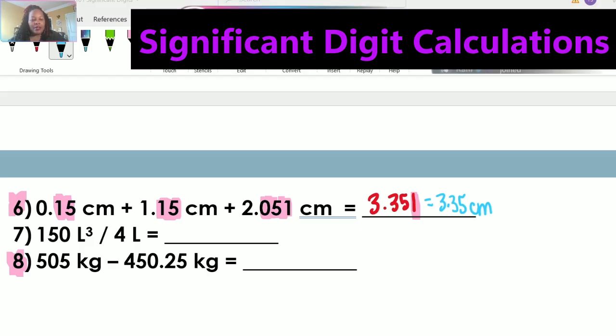Okay, number 8. We've got 505 minus 450.25. All right, so again, my calculator gives me 54.75. But what should the correct answer become? So I've got 54.75. I am curious to see what you guys get as your final answer. Know that the final answer is 55.